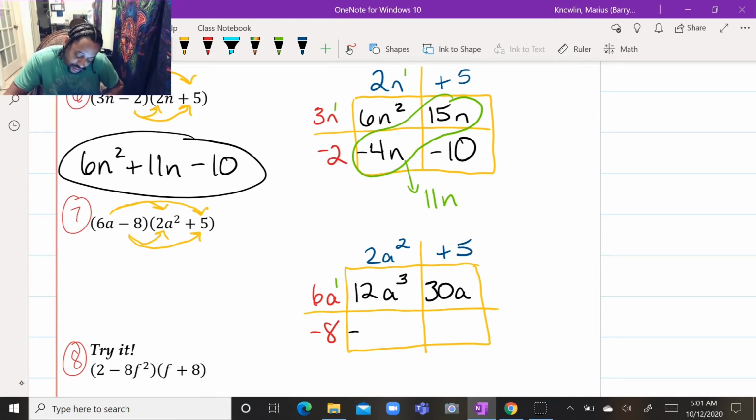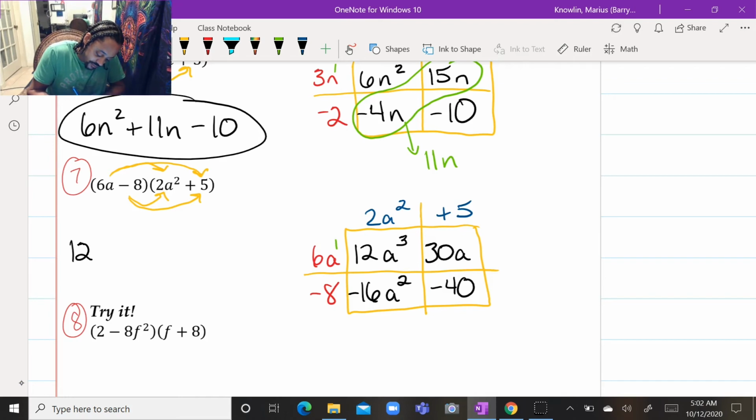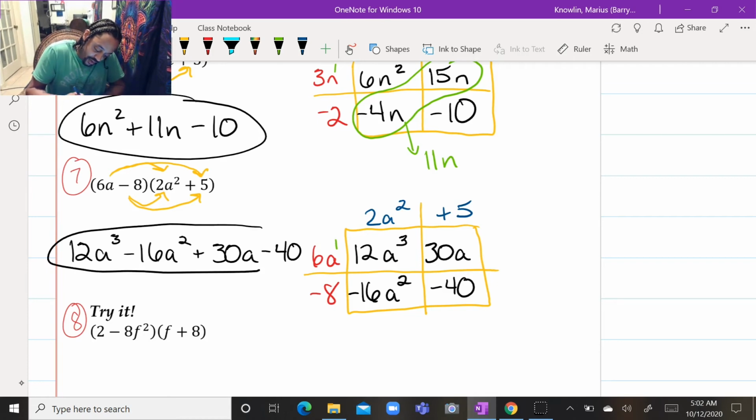Negative 8 times 2 is negative 16. Bring down the a squared. And negative 8 times positive 5, that's going to be negative 40. Now, as we take a look, we don't have any like terms, okay? So we can just write everything out in the order of the exponents. So the largest exponent is to the third, so that's 12a to the third. Then the next exponent is a to the second, so negative 16a squared. Then we have a, that's positive 30a, and negative 40. Final answer.